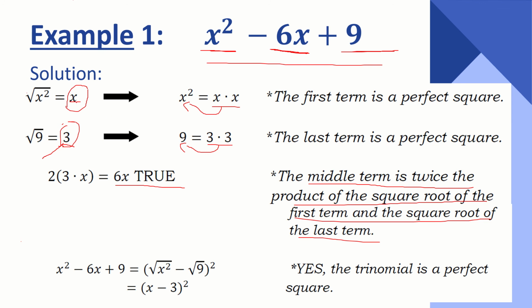We multiply the first term's root and the last term's root, and the product we multiply by 2. So, multiplying 2 times 3x, the answer is 6x. Therefore, our given is a perfect square trinomial. So, now, how do we factor this perfect square trinomial?